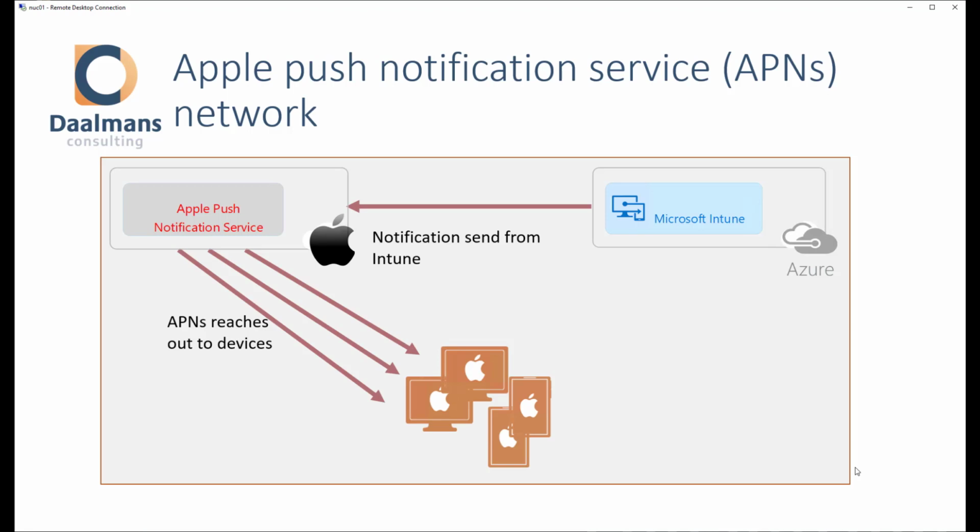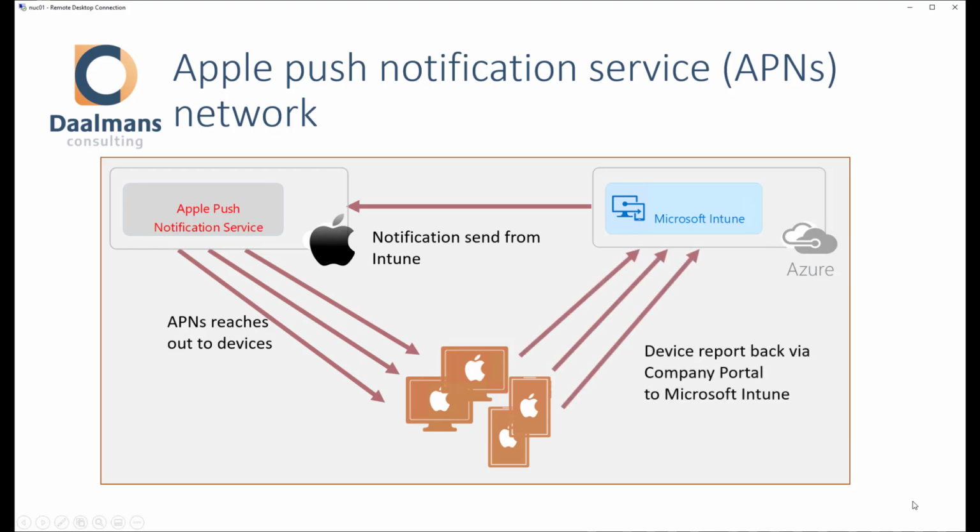We are not able to communicate directly from Intune to our mobile devices. This is always done via the Apple Push Notification Service. The devices, however, are able to report back via the Company Portal app to Microsoft Intune. So the information which needs to go back to Microsoft Intune can be shared directly.